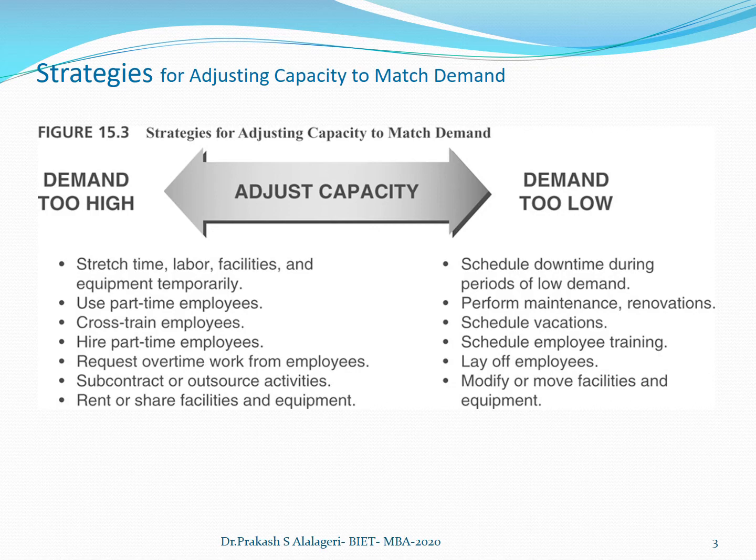And the least recommended is laying off employees. This is the last thing any service organization, or any organization for that matter, will do, because it has its own advantages and disadvantages. That is the last option, if inevitable. I can lay off the employees, or I can modify or move the facilities and equipment. These are some strategies an organization can use when adjusting the capacity, right?